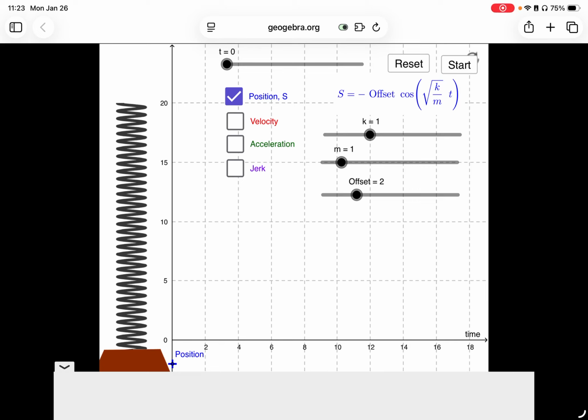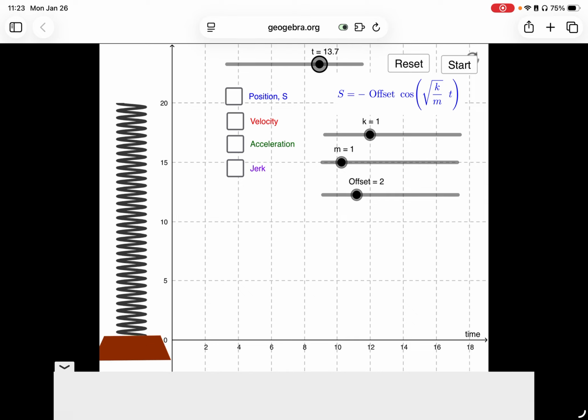Hi folks, so I just have this little demo to point out some of the features of the motion of the simple harmonic oscillator. On the left-hand side here, you can see you've got this spring which is oscillating up and down, and this is executing simple harmonic motion.